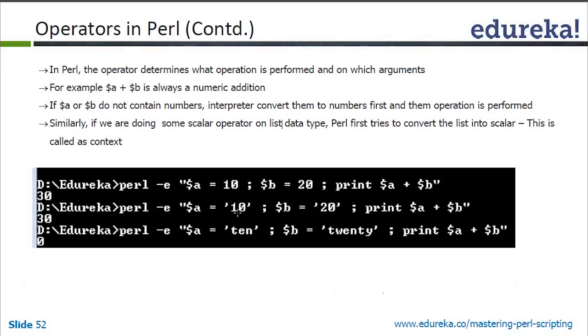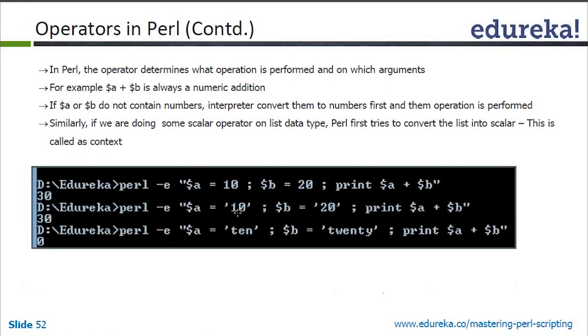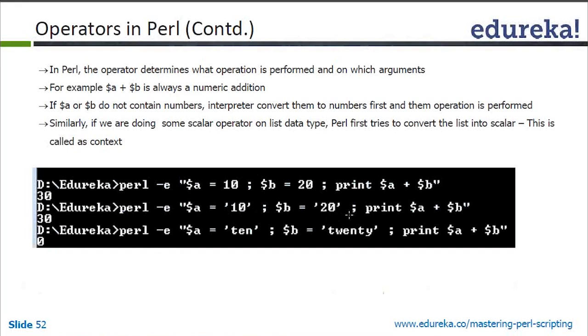Here we are putting 10 as a string, and $b is also a string. Since it's an arithmetic operation, it will convert both into integers and then do that operation. We will not call them integers in Perl; we will just say it is a scalar with an integer data type, you can say.